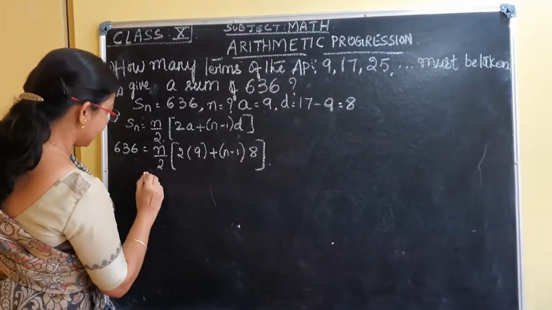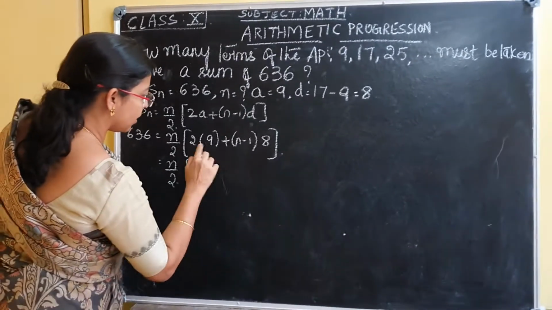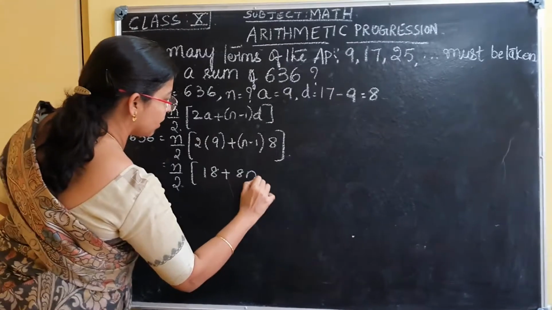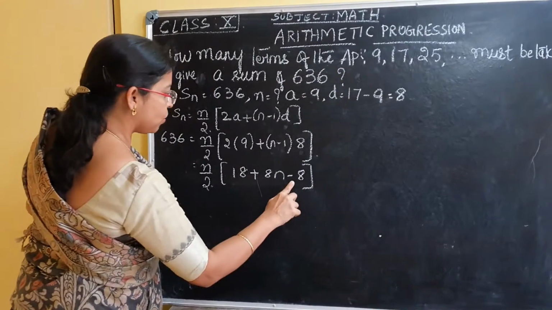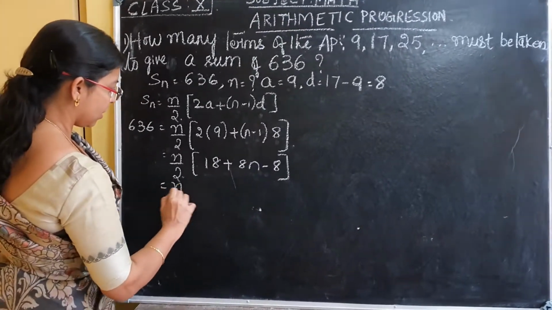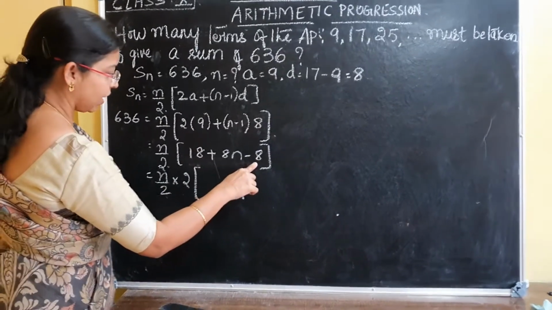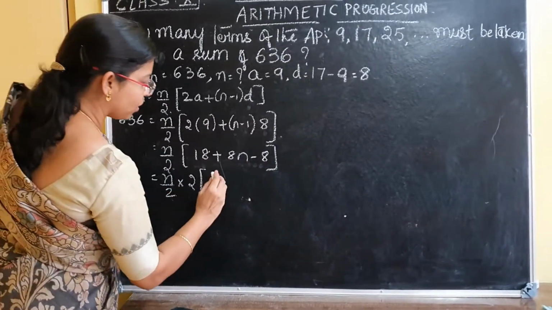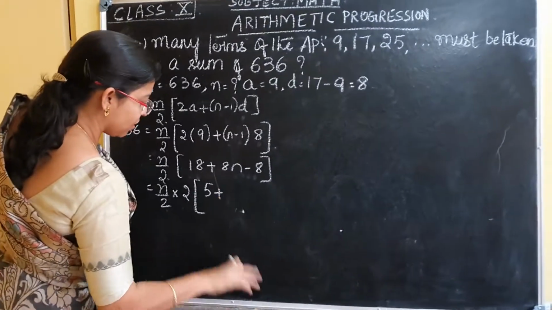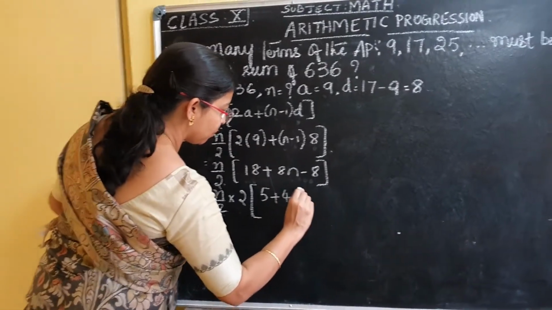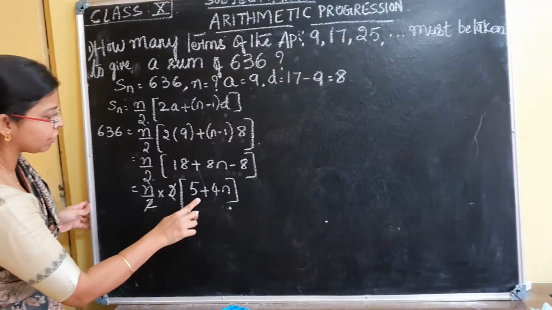So in this, n by 2 into 18 plus n minus 1 into 8, that is 8n minus 8. Take out 2 as common in this. 18 minus 8 is 10. So we have taken 2 out, so it is 5 plus 4n. Since we have taken out 2, the 2 gets cancelled. We are left with 5 plus 4n.